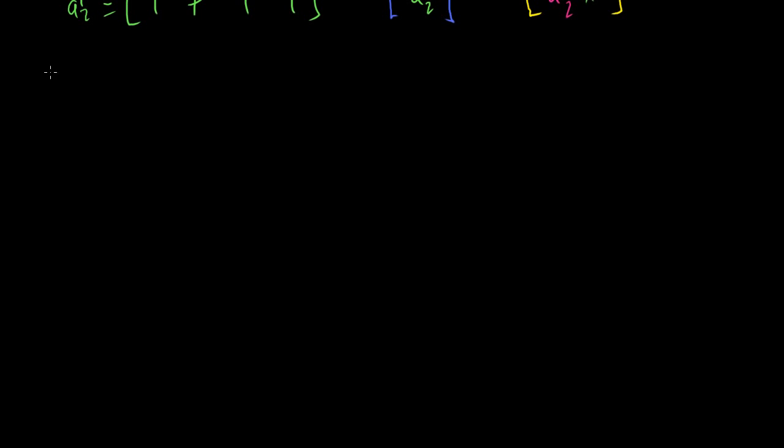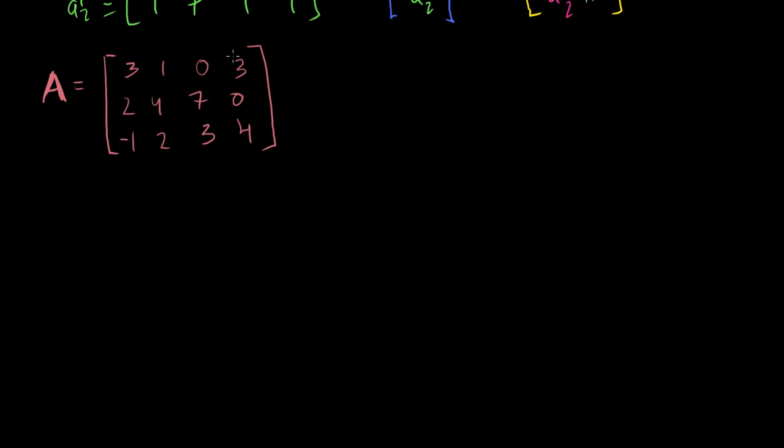Let's say I have the matrix A, nice bold, is equal to 3, 1, 0, 3, 2, 4, 7, 0, minus 1, 2, 3, and 4. And I have to multiply this times a 4-component vector. So let me call vector x, and let me keep it general. Let's say it's equal to x1, x2, x3, and x4.